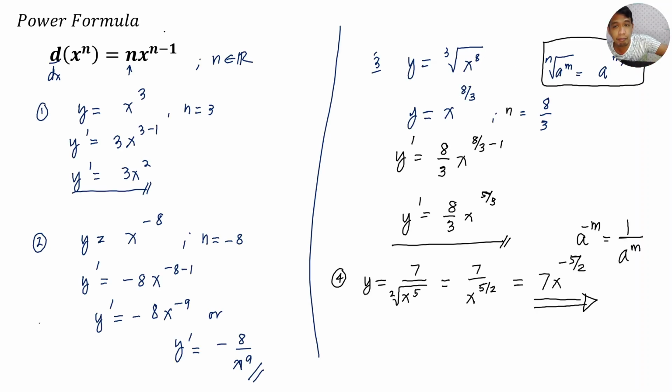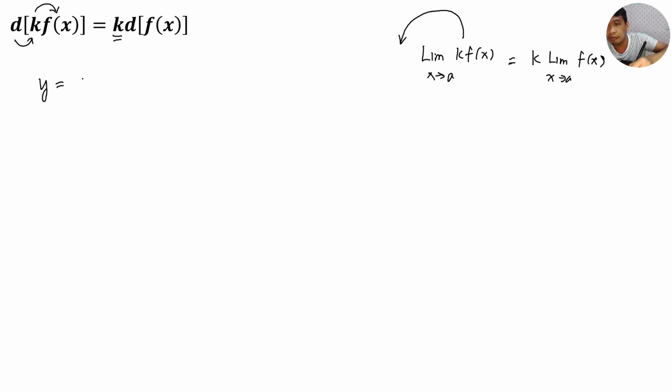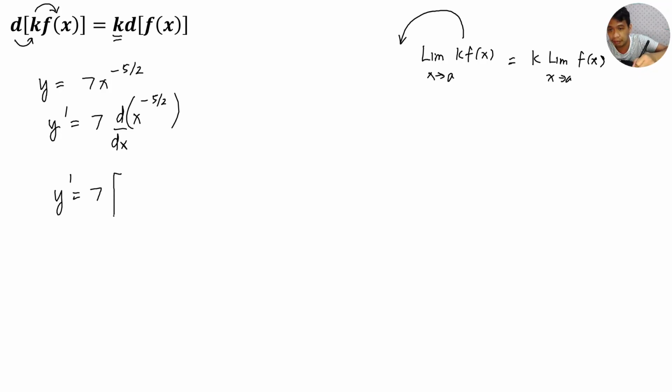So in this example, we have y is equal to 7 x raised to negative 5 halves. We know that 7 is a constant, so this gives us y prime is equal to 7 times the derivative of x raised to negative 5 halves. So again, this is differentiated with respect to x. And then we will use the second formula that we had.